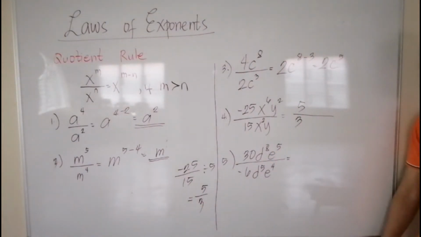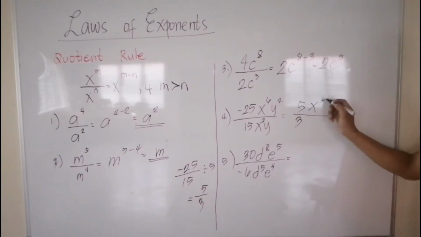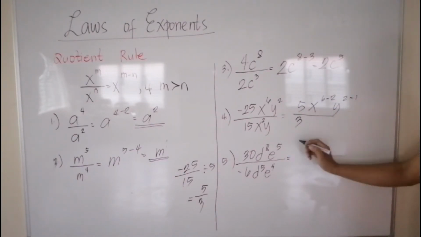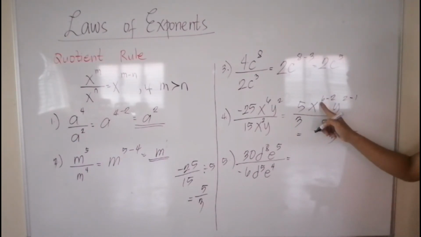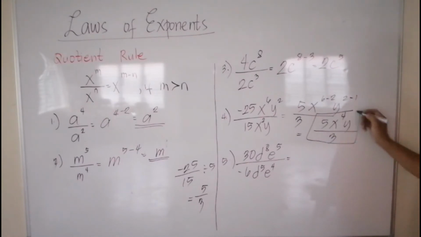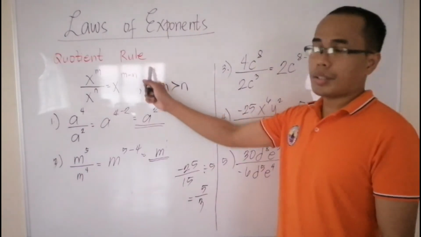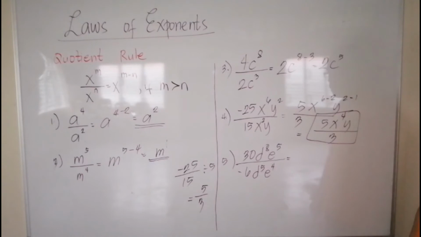So ito yan. Next, how about the variable? So minus natin yung 6 minus 2, so x, 6 minus 2, then ganun sa y, 2 minus 1. So 6 minus 2, x raised to 4, and then the y is 2 minus 1, so positive na meron tayong 1. Okay, last example, number 4 under ng quotient rule, 30 divided by negative 6.